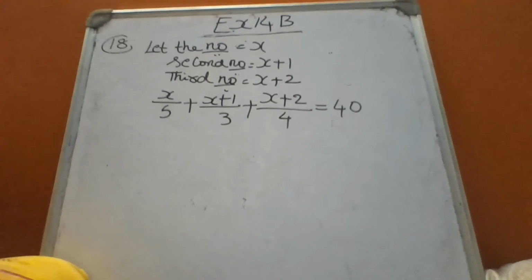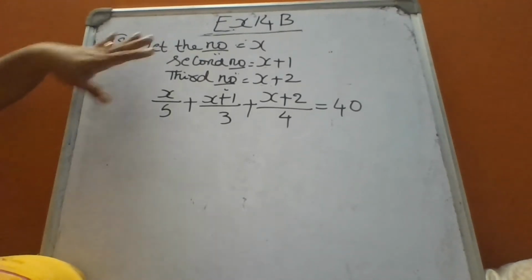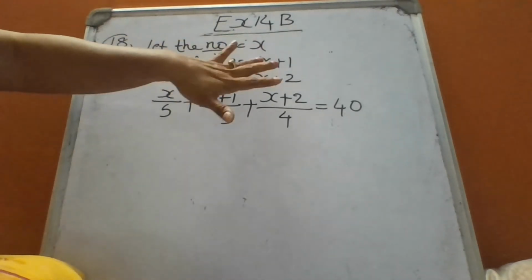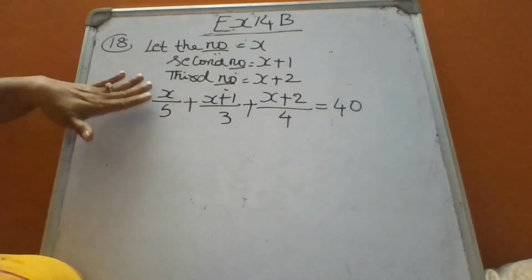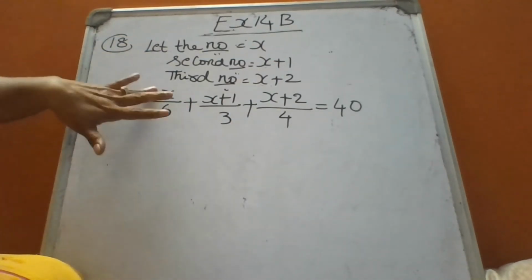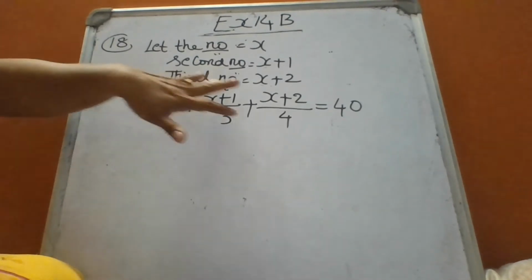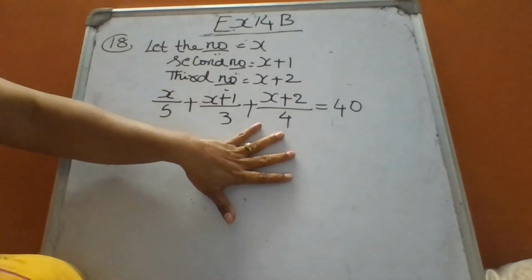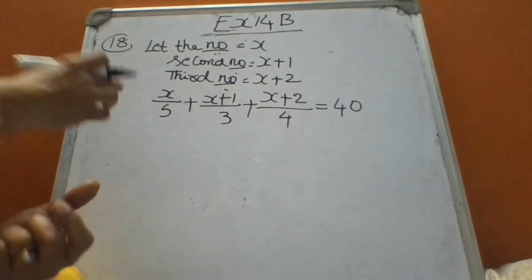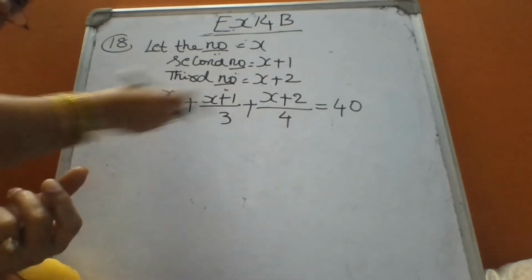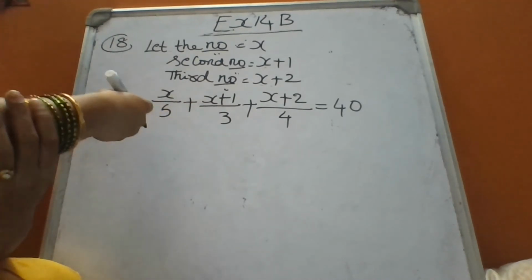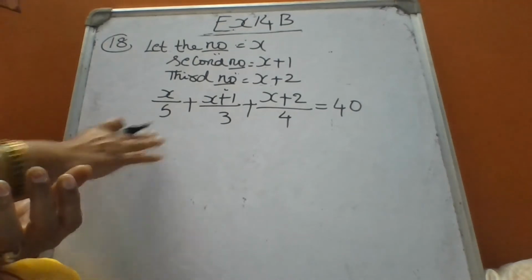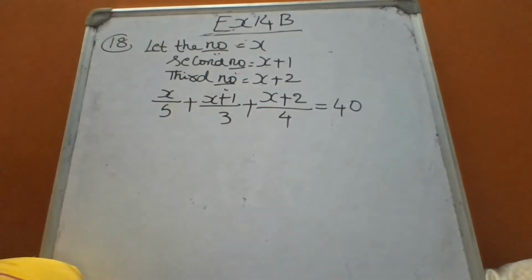So this is the question. There are 3 consecutive numbers, that is x, x plus 1, x plus 2. If the first number is divided by 5, the second number is divided by 3, and the third number is divided by 4, the sum of their quotients will be equal to 40. So this is how we have got the equation now.